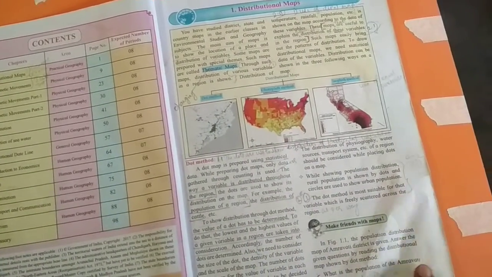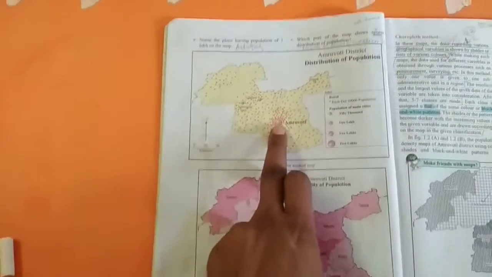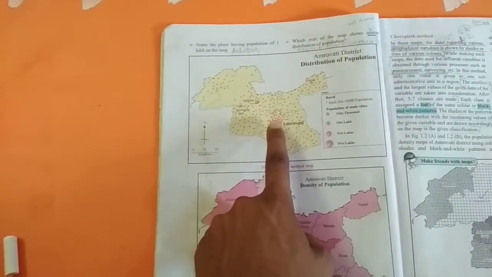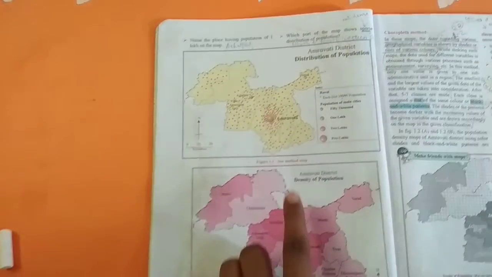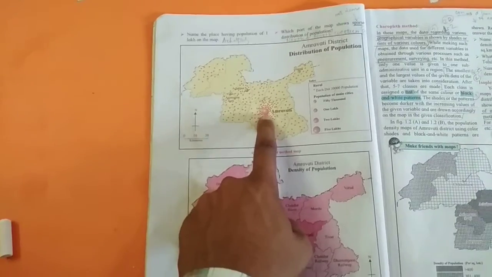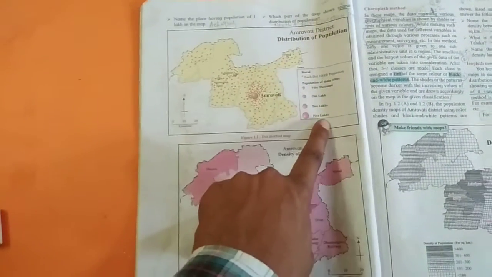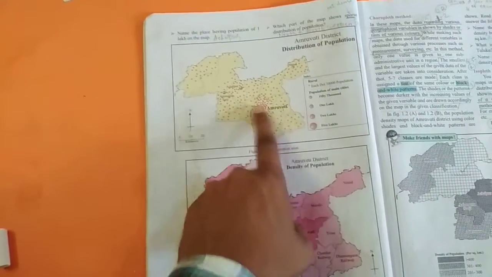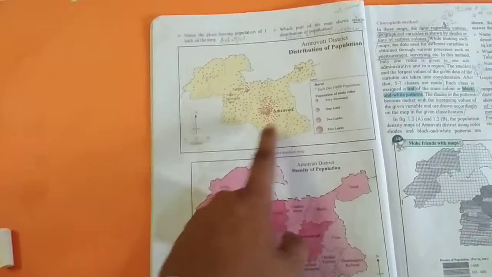The very first question: what is the population of the Amravati town? Now you can see this is Amravati, and we need the population of only Amravati town. A very big circle is there, that shows the population of Amravati town is 5 lakh.